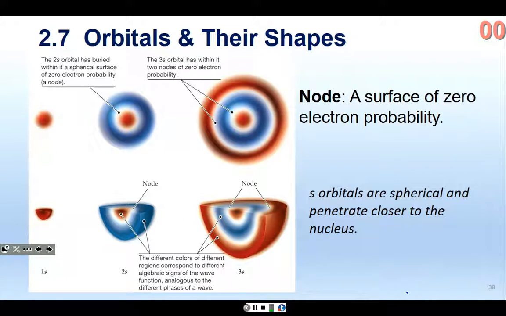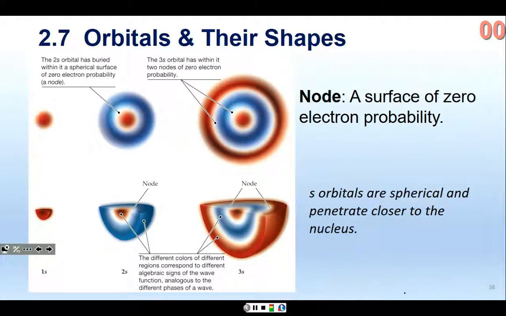S, P, D, and F have shapes, and they're derived by the calculated probability areas that come from the Schrödinger equation. And each one of those orbitals gets a probability shape determined by those quantum numbers, those n, l, and m sub l values. And so each of these orbitals has shapes that make some kind of sense to a point. So let's think about it a little bit more.